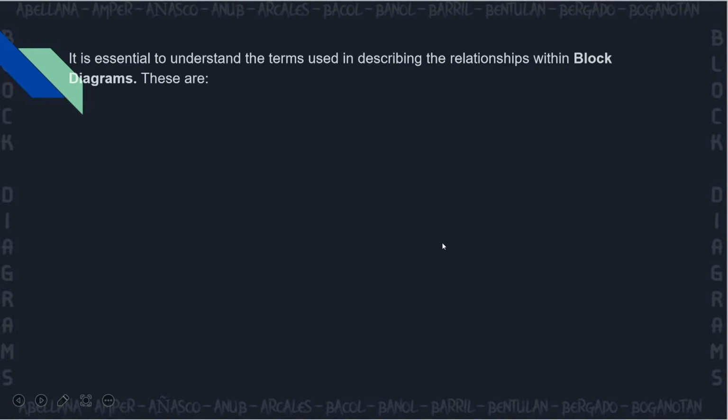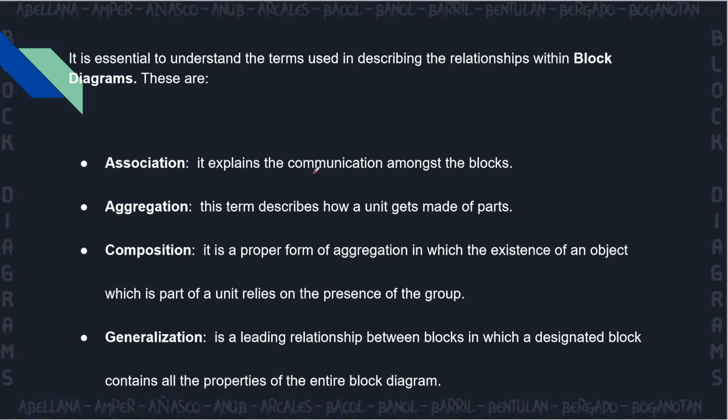Additional information is that it is essential to understand the terms used in describing the relationships within block diagrams. These are association, which explains the communication among the blocks; aggregation, which describes how a unit gets made of parts; next is composition, a proper form of aggregation in which the existence of an object which is part of a unit relies on the presence of the group; and next is generalization, a leading relationship between blocks in which a designated block contains all the properties of the entire block diagram.